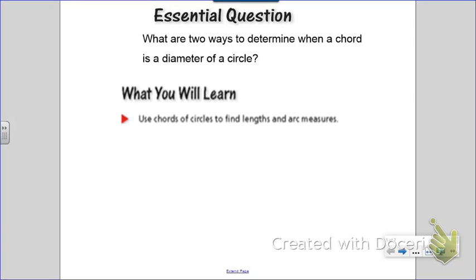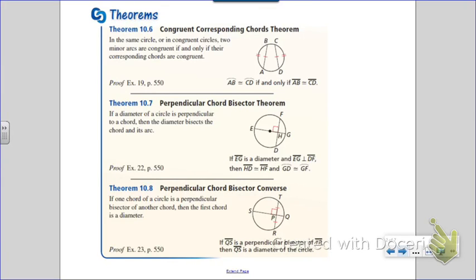Today's lesson is on determining whether a chord is a diameter of a circle and using chords of a circle to find lengths and arc measures. If two chords are the same, their arcs are also congruent, or the same.